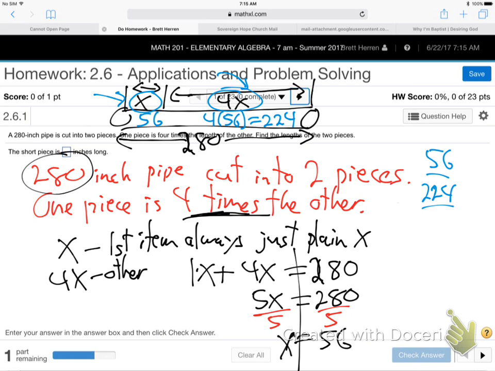All right, so what I want to emphasize again, every one of these word problems has a plain x and then an x formula. Plain x and some kind of x formula. And the x formula will always be given to you in words.